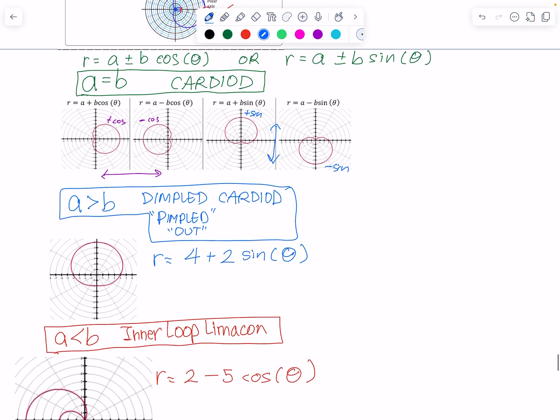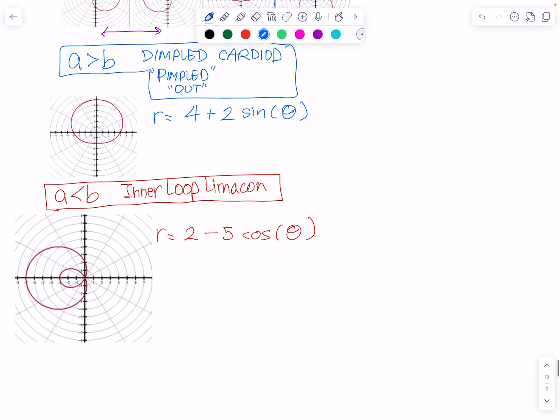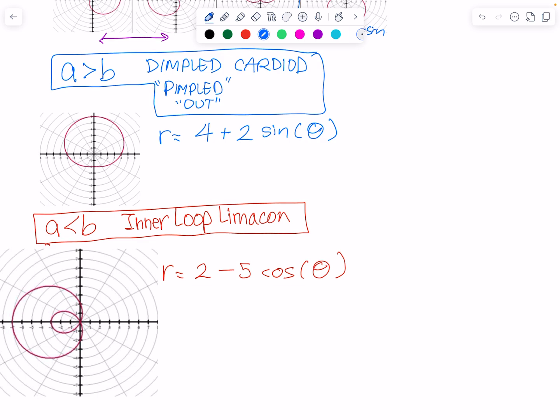And when A equals B, it's a cardioid. It looks like these pictures. Now, when A is greater than B, we call this a dimpled cardioid. But if I were to reword this, I would call it pimple. Because for me, dimple, it kind of goes inside your cheek, but it actually goes outside. So I would call it pimple out because the pimple comes out. So if you get confused, think of dimpled as a pimple.